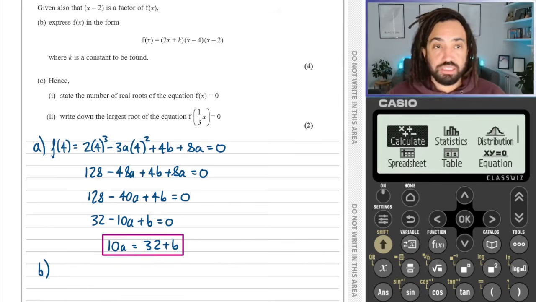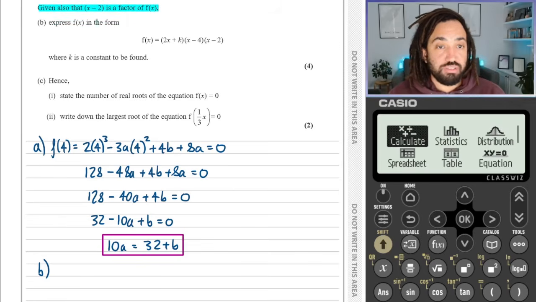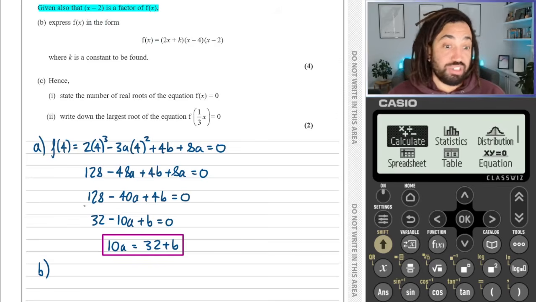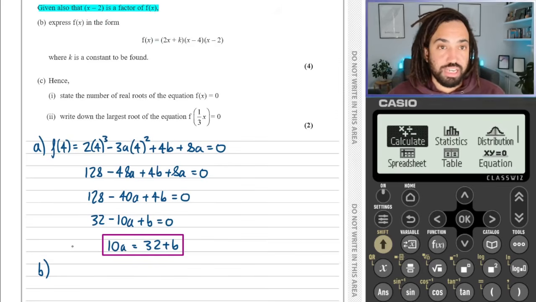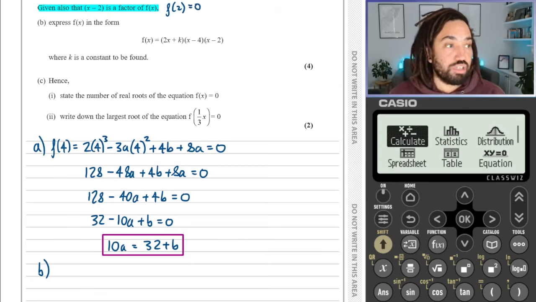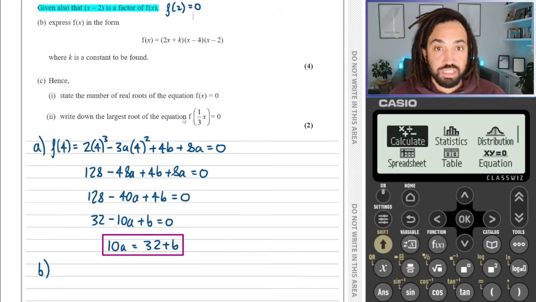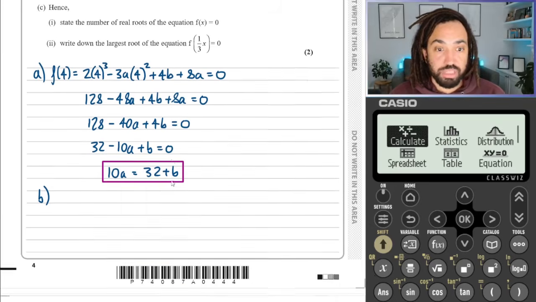Okay, part B says given also that x minus 2 is a factor of f of x, express f of x in this form, where k is a constant to be found. So a bit of a strange question this, because it looks like we're going to be doing exactly the same skill again, and that is just subbing in this time 2 and setting that equal to 0. And that's going to give us another equation in terms of a and b, which we can solve simultaneously to find the values of a and b.